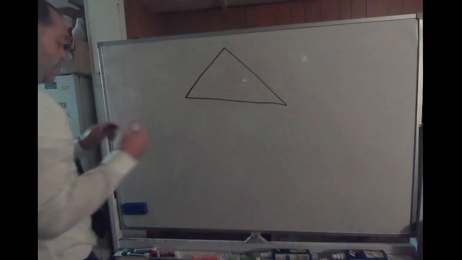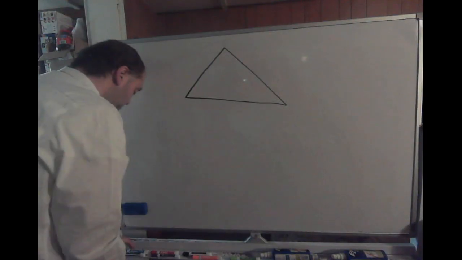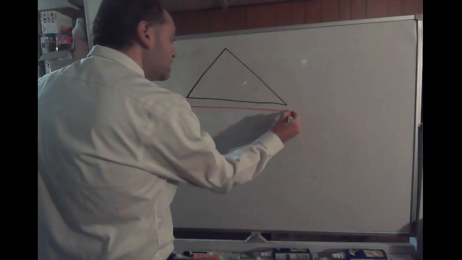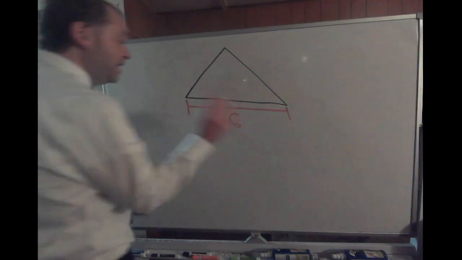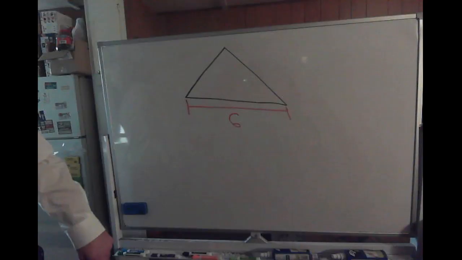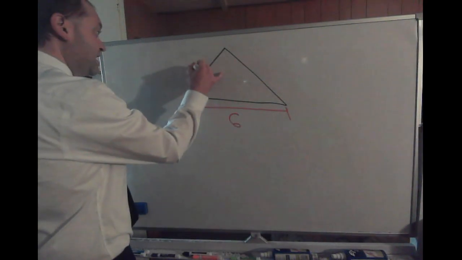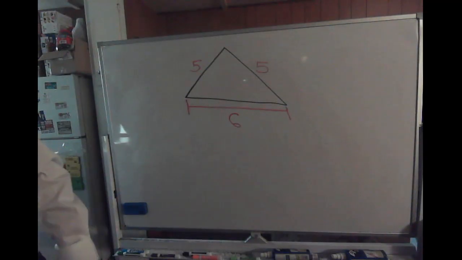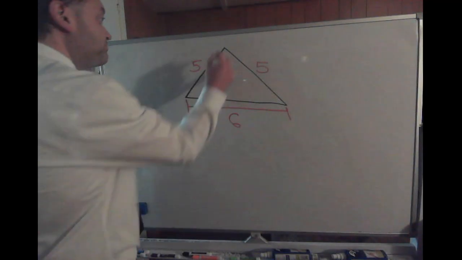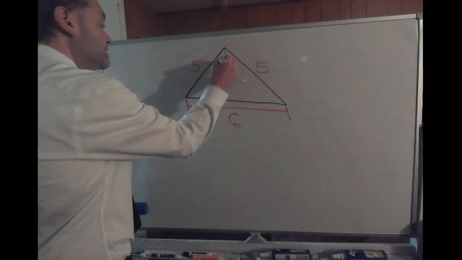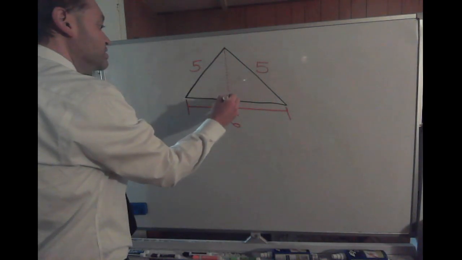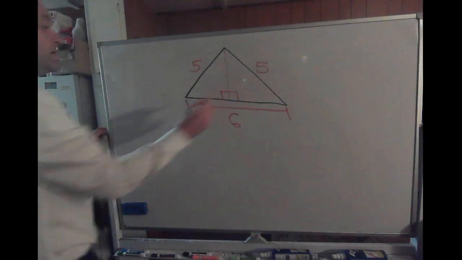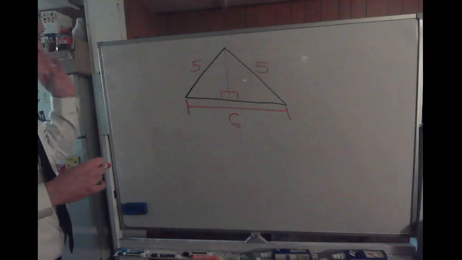Another interesting triangle, but it's a little bit different this time. They give us that the length of the whole base is 6, and that the other two sides have a length of 5. We don't know the height, though. That's one thing we don't know. But nonetheless, let's go ahead and draw our altitude. Let's form our two right triangles from this.